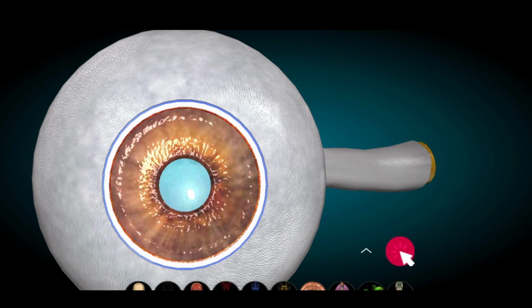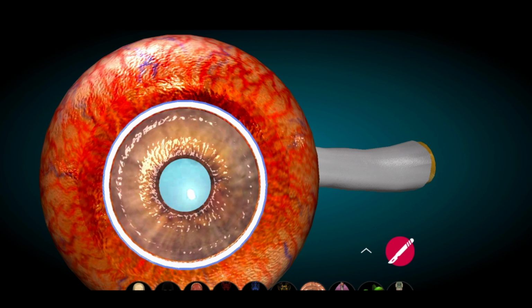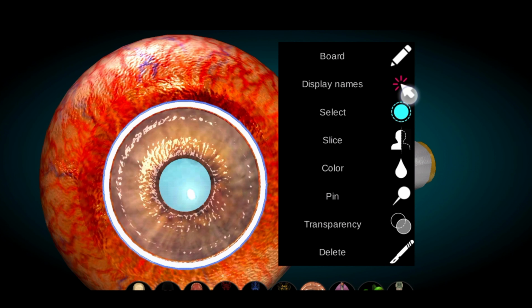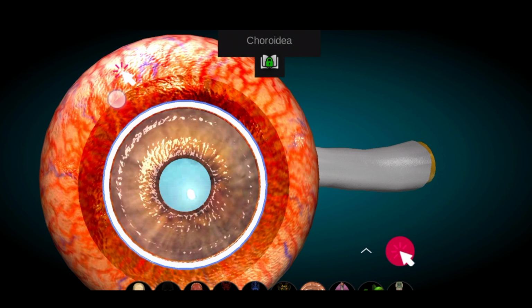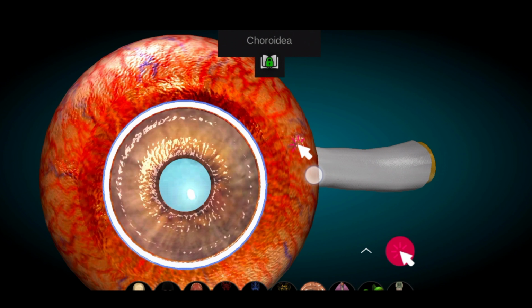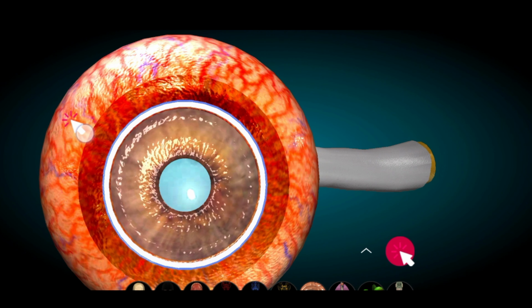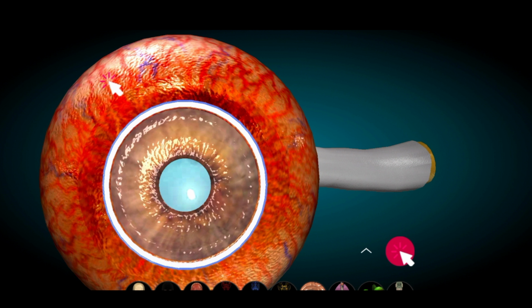Now let's go a little bit deeper. Now I just open the outer layer, and here you can see this is a reddish layer. This is called the choroid layer, also called the vascular coat. It is a dark colored thin vascular membrane composed of the capillary plexus, containing small blood vessels as well as loose connective tissue.